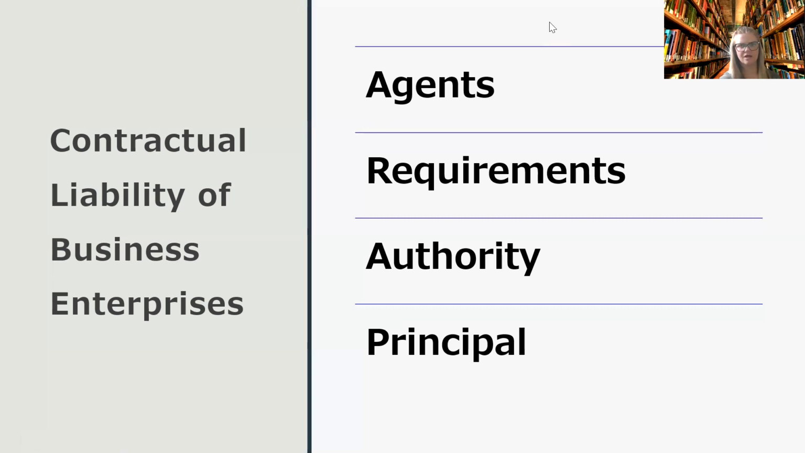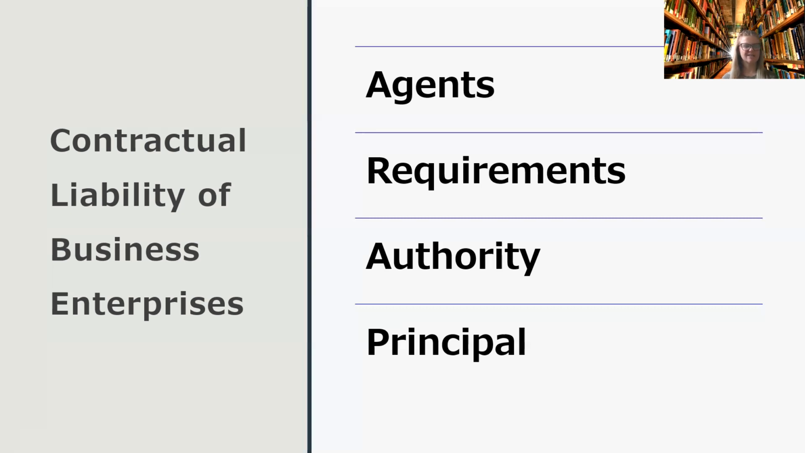Okay, now looking at the authority requirement. So actual authority is created by written or spoken words. So for example, it's called express authority, or expressly giving you authority, or other conduct by the principal. And that would be implied authority, other conduct other than expressly writing out or saying something, which reasonably interpreted by the agent causes the agent to believe that the principal desires him or her to act on the principal's behalf.